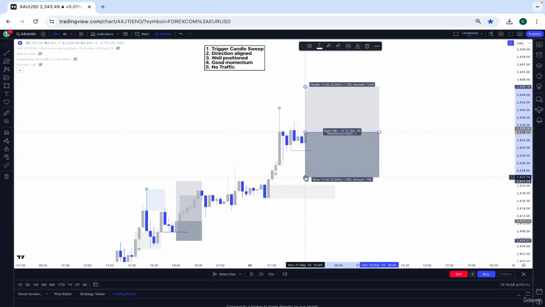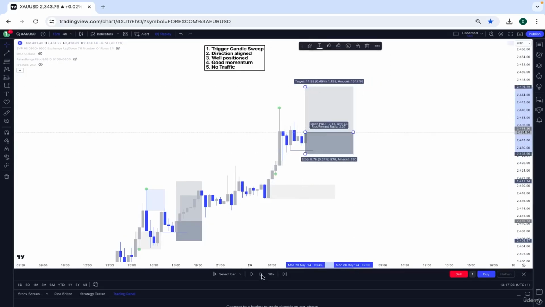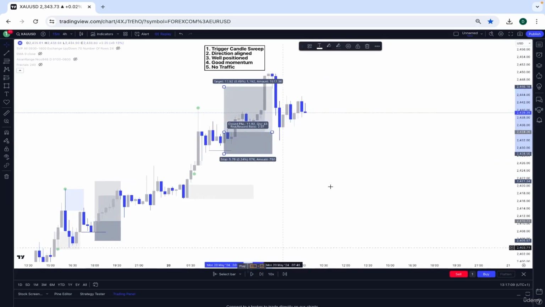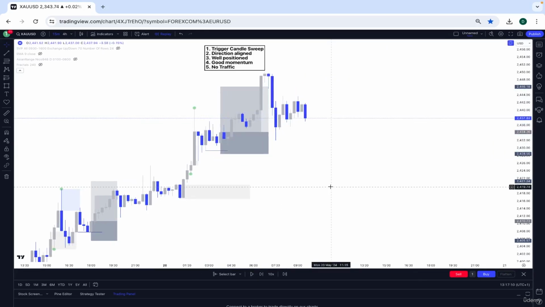Entry, stop loss just below, and to our target roughly. As you can see, another one that hits TP. Fairly straightforward exercise, I hope.